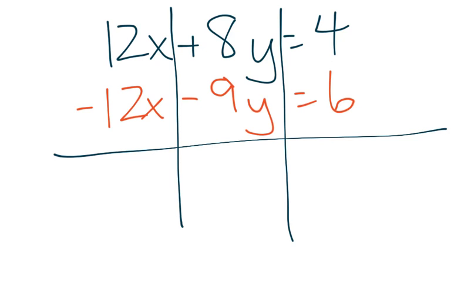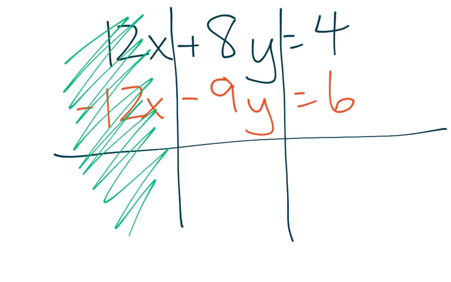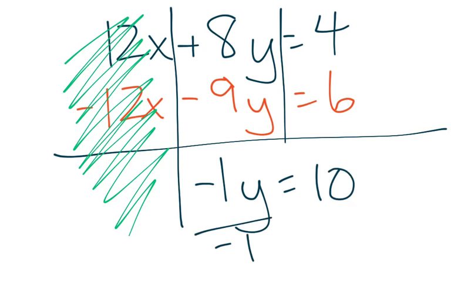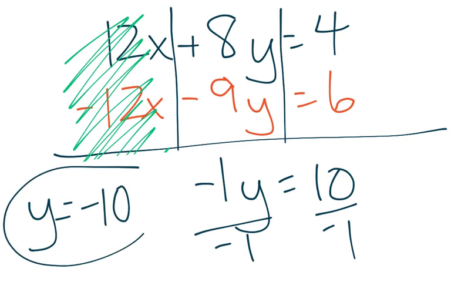Okay, so now we have our new problem, and I'm going to draw my lines. Now notice I got 12x and I have negative 12x, which is great because they're going to eliminate. And I have an 8y and a negative 9y, and that's going to be a negative 1y. You can check it on your calculator. Negative 1y equals 4 plus 6 is 10. And then if I divide by negative 1, I get that y equals negative 10. So let's write that over here. So we do have one of them solved for. Y equals negative 10.